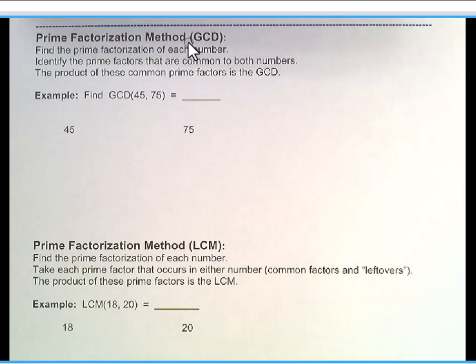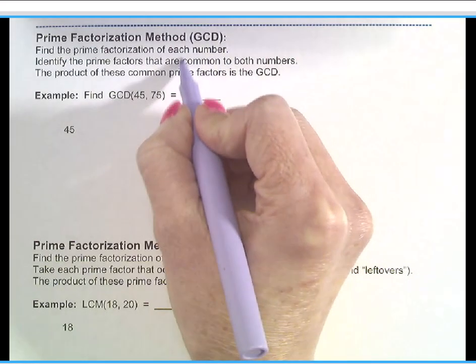Now we're going to look at the prime factorization method for finding GCD and LCM. And of course it's going to involve prime factorization, where you do a factor tree and you write out a list of multiplication, all the prime numbers that would multiply together to equal your numbers. So the way that we do this for the GCD is you find the prime factorization, so do a factor tree, and then you identify the prime factors that are common to both.